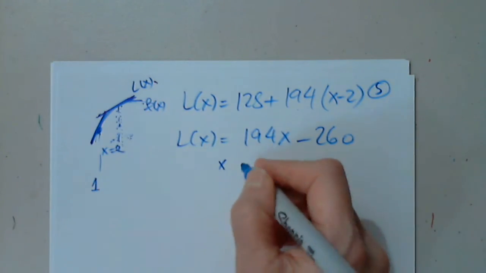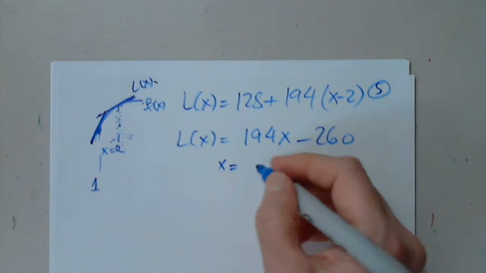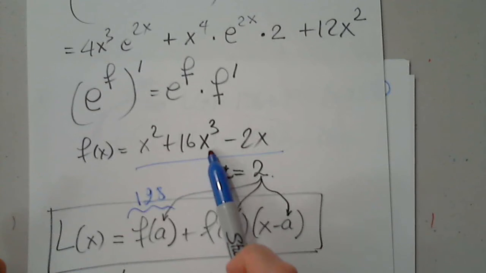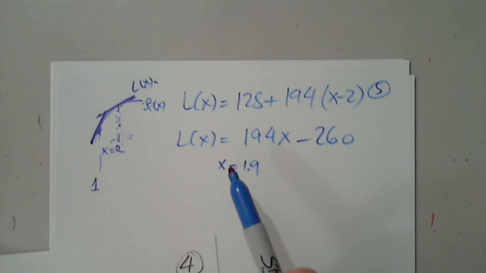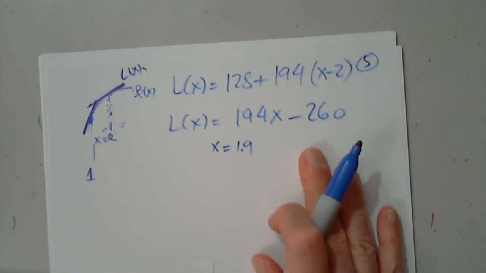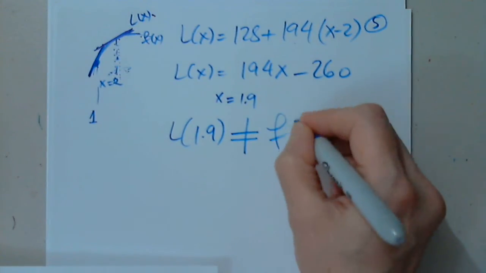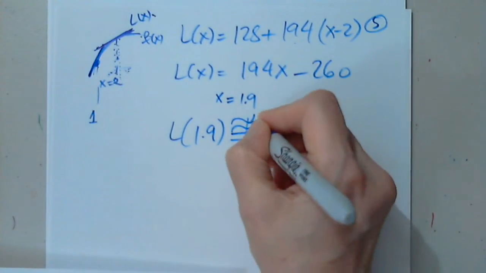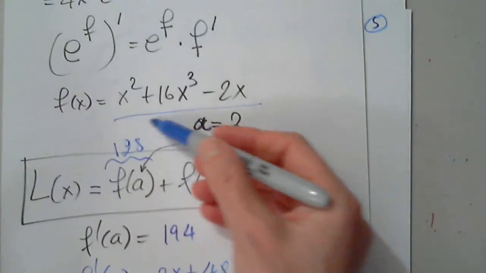And if I want to plug in x equals any number near 2, like 1.9, I will not go to the original function, because it's so much easier to simply plug it in here. But it will not be exact, right? So L of 1.9 does not equal f of 1.9. It does not, but it's a very good approximation.